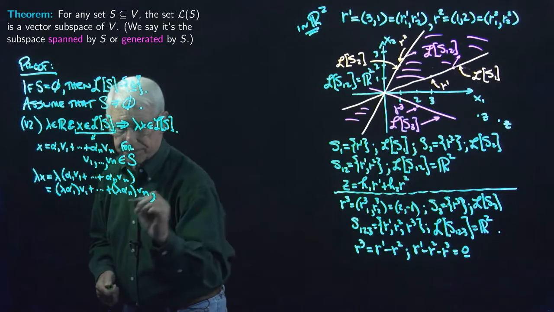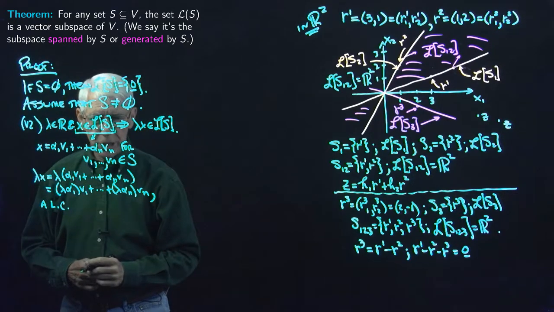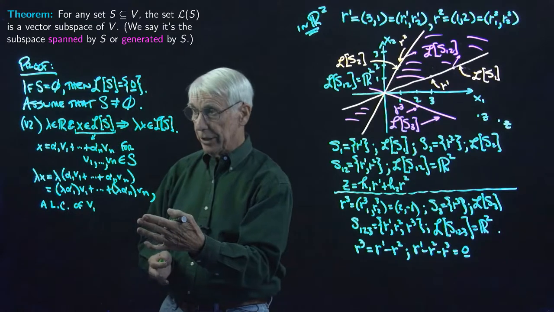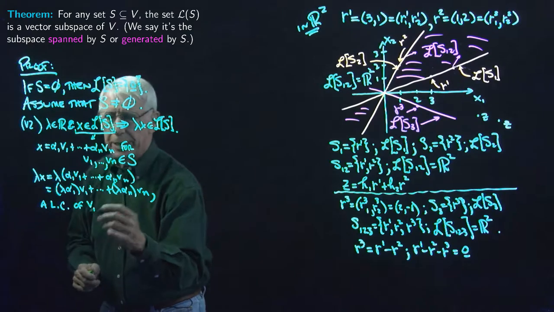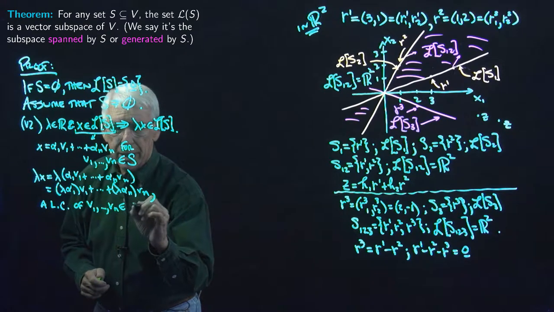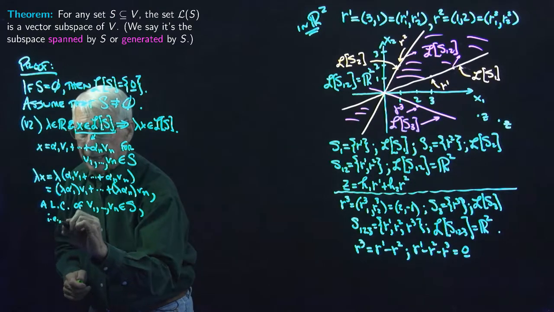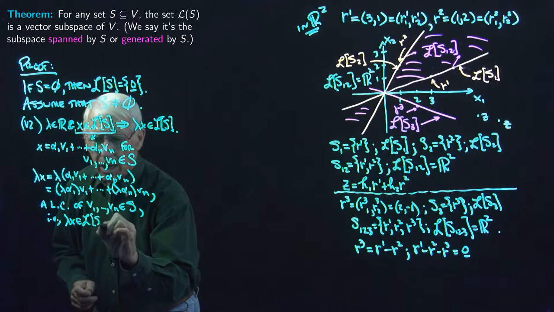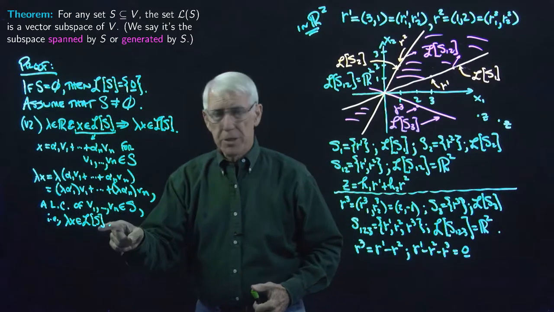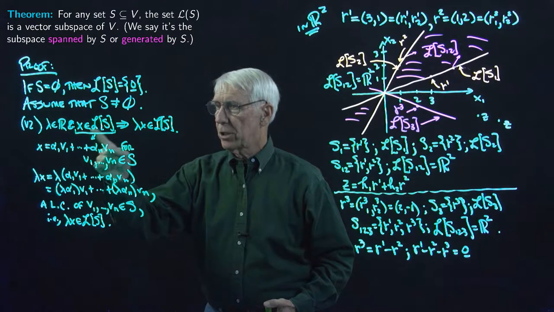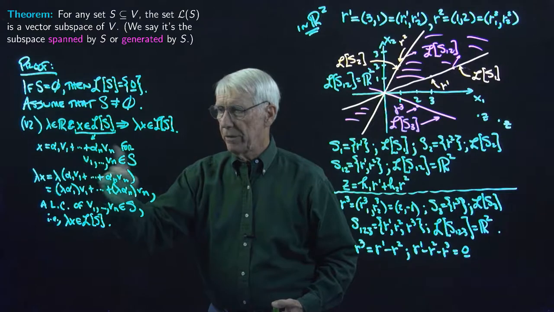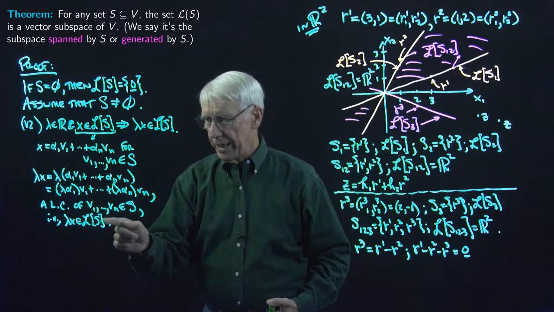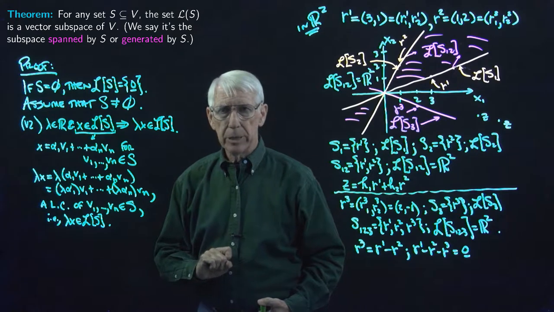So this is still a linear combination, a different linear combination than the one we started with. Of course, it's a multiple of it. It's a linear combination of V1 to Vn in S, i.e. lambda X is in L of S. So this establishes V2, that if we start out with a vector in the span here, that's a linear combination of vectors in S, then any scalar multiple of that vector will also be a linear combination of vectors in S, and therefore lambda X will be in the span here.